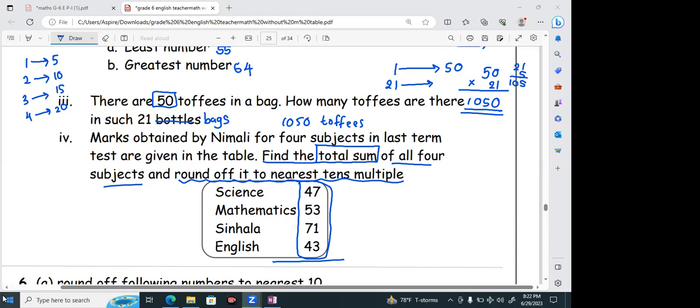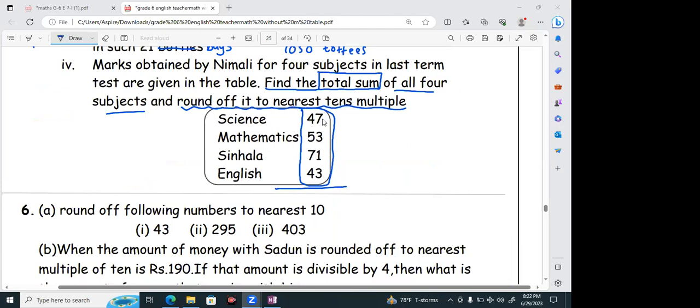214. Yes, Pute, what is the sum? Did you add all this together? 7 plus 3, 10, 10 plus 1, 11, 11 plus 3, 14. Answer is 214. When you round off to the nearest tens multiple, then what is the answer?